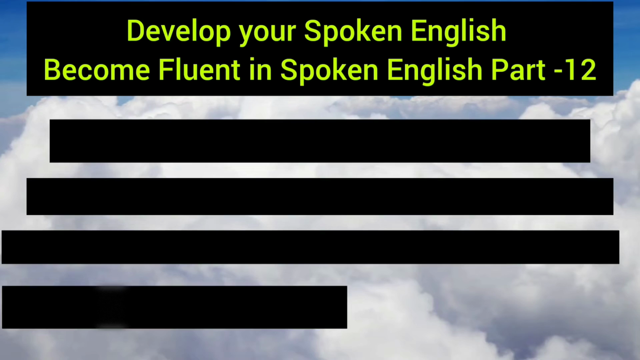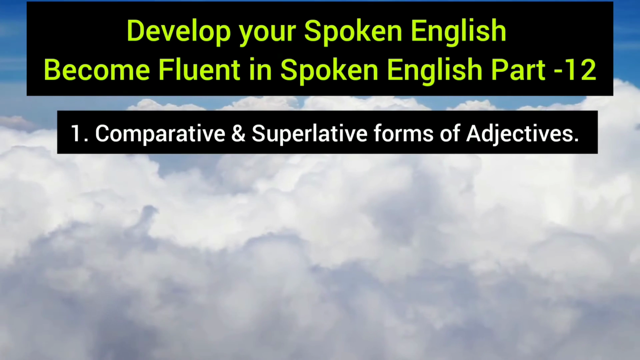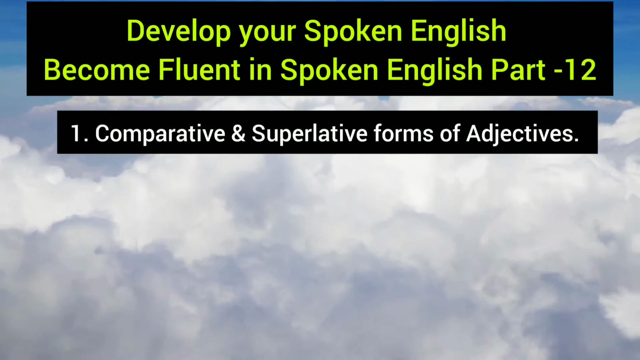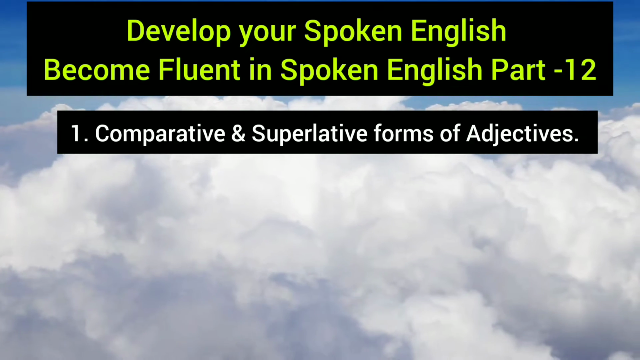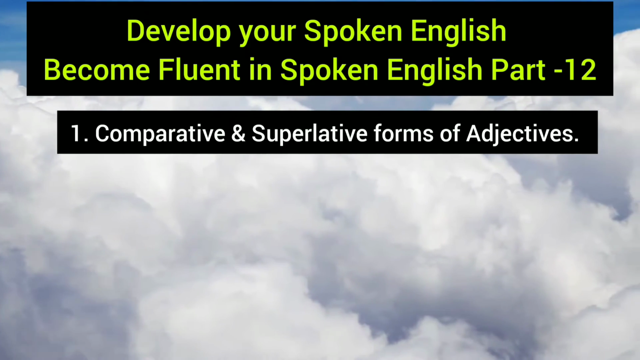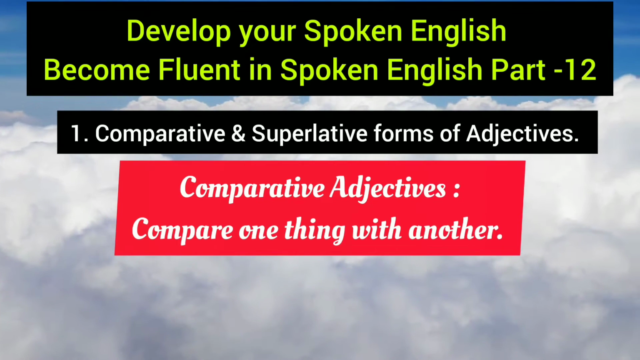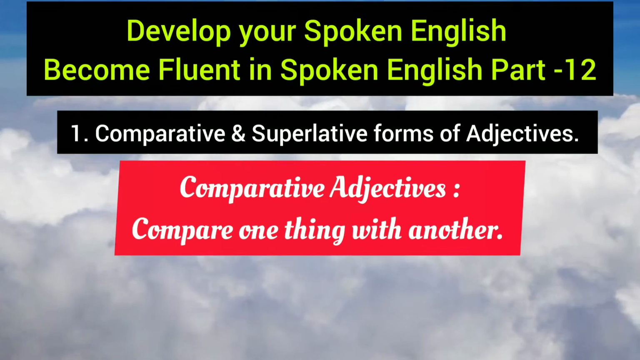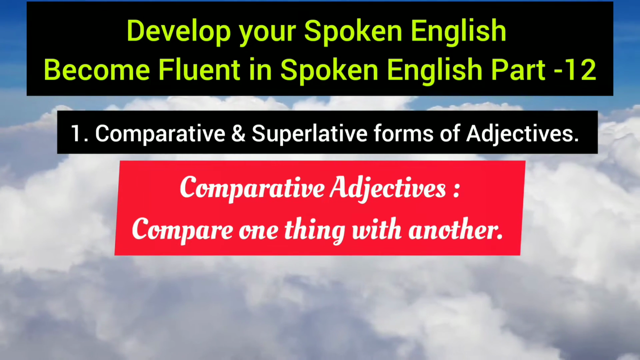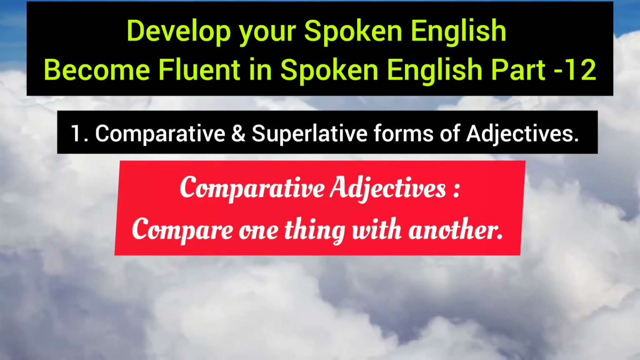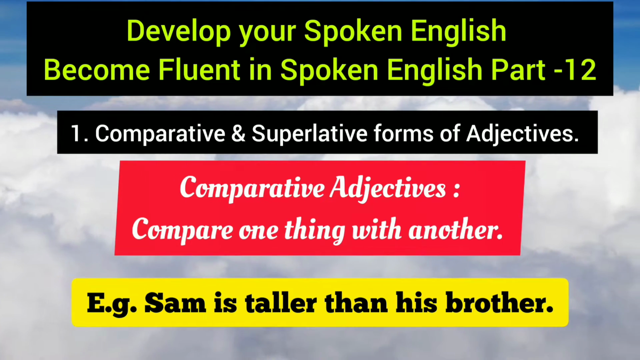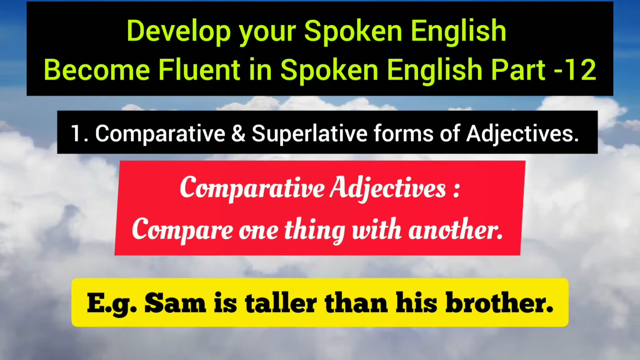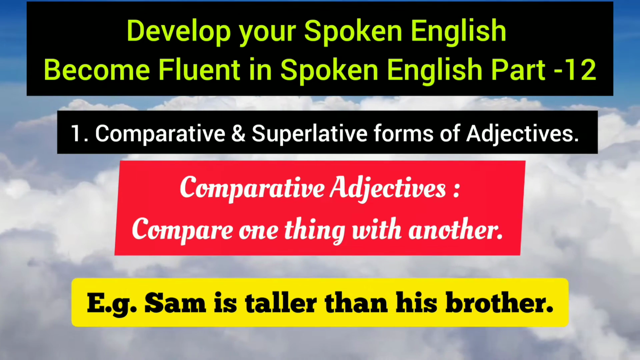So see friends, at first I'm going to discuss what is comparative and superlative forms of adjectives. Comparative, as you see on your screen, comparative adjectives are adjectives which are used to compare. Comparative adjectives compare one thing with another. So as you see the example, Sam is taller than his brother. So I'm comparing one noun with the other noun. Sam is taller than his brother.